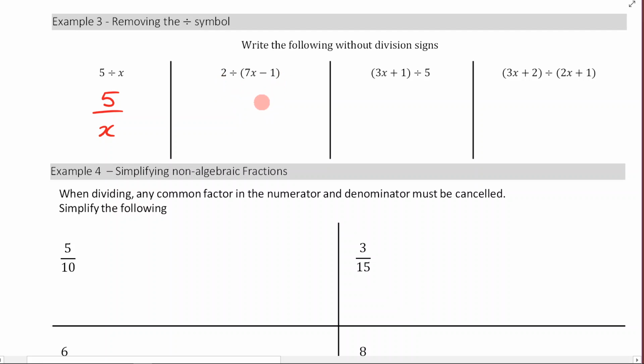Over here, we have to be careful. Again, we want to remove this division symbol. But do you see how we have brackets here?